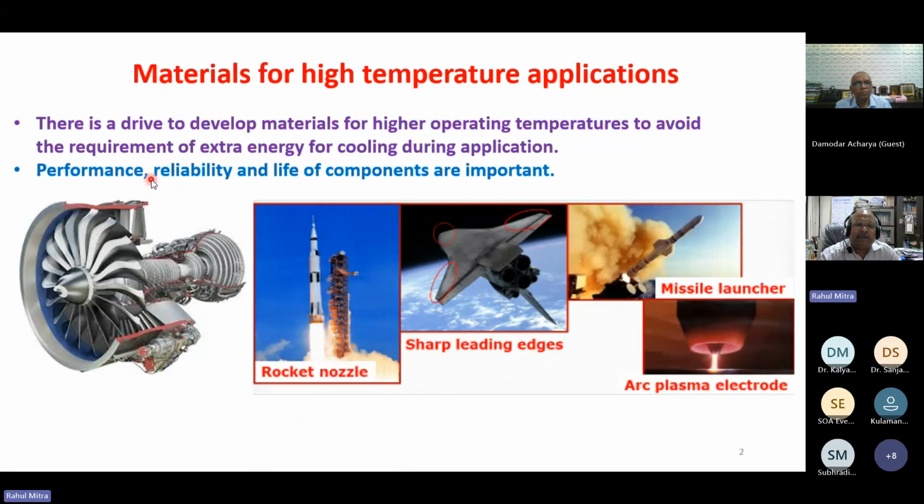When we talk of materials for high temperature applications, we basically are interested in developing materials for very high operating temperatures, to avoid the requirement of extra energy that is required for cooling during application. You know that in gas turbines, the blades are actually air cooled, and for that extra energy is required. That can be avoided if the materials are developed for operation at high temperature. What is important is performance, reliability, and life of components. The components could be in jet engines, rocket nozzles, sharp leading edges of re-entry vehicles, missile launchers and arc plasma electrodes. When we say ultra high temperature, we mean temperatures above 1000 degrees centigrade, or even higher.